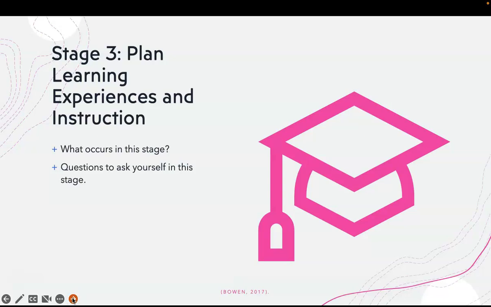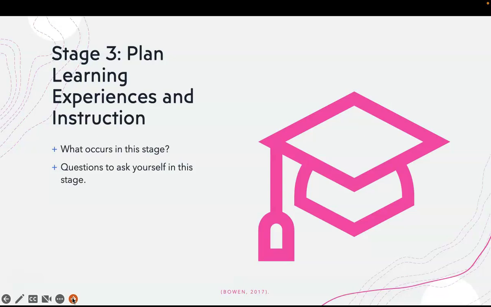Stage 3 is plan learning experiences and instruction. So in this final stage of backwards design, you're just planning your learning experiences and instruction. So this is where all of your learning activities are created and your instructional strategies are developed. Because you have already established your learning goals and your assessment methods, you have a very clear understanding on how to teach this content to your students, how to teach the lessons that you've developed, how to teach the worksheets you've developed. All of that stuff is very clear now since you've worked from the end back to here now.